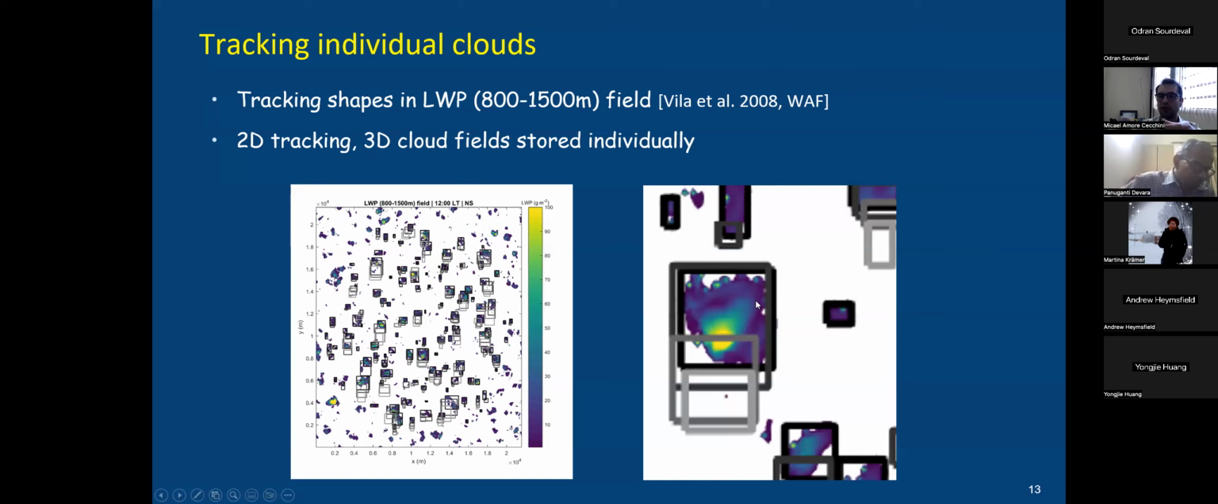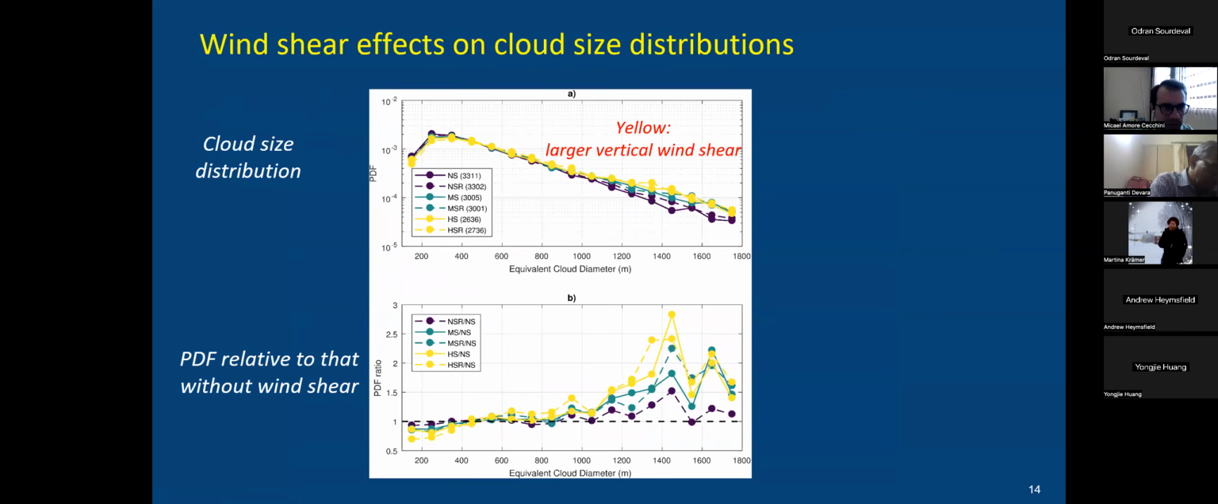So I can follow the clouds, and then I can store the whole 3D block of data for each cloud that I track. So in this way, I can have a Lagrangian sense of the clouds. And I will talk more about why I do this. And then, in terms of cloud size distribution, for all the figures, whenever you see dark blue is no wind shear, whenever you see yellow is high wind shear. So I will focus mostly on that distinction because the other cases are intermediate, right?